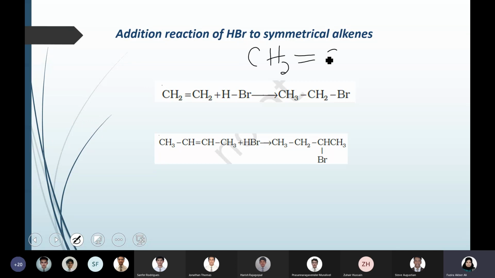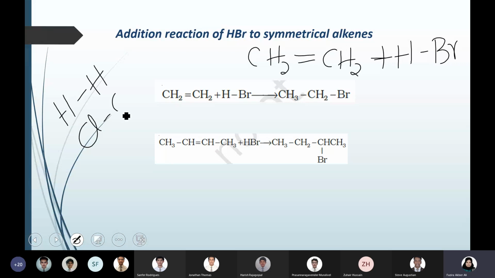CH2 double bond CH2 and you are adding HBr. So unlike adding hydrogen or chlorine, you can see H and H, both are identical hydrogen atoms. Chlorine molecule means chlorine and chlorine. Or if you take bromine molecule, the atoms were the same element. But when you look into HBr, one is a hydrogen atom, another one is a bromine atom, right?